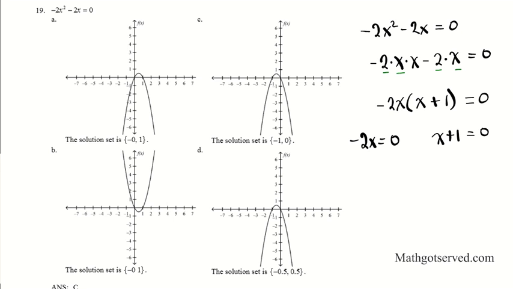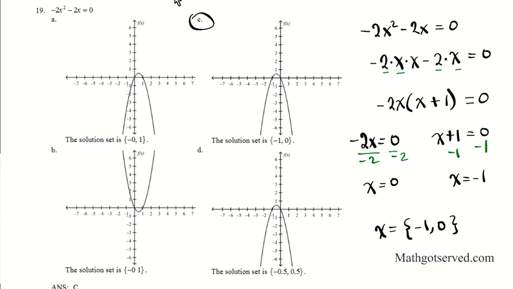Alright? So to finish this one off, on the left side, divide by negative 2, both of them. So you're going to have x equals 0. And then this one, you just subtract 1 from both sides. And you have x equals negative 1. So your solution set is negative 1 and 0. Alright? Which is option letter C. Okay, moving right along.